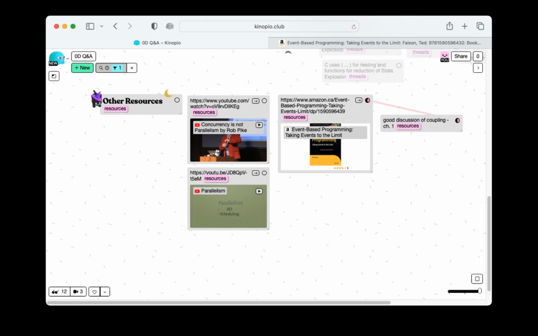Other things that you might want to look at when considering concurrency is the talk by Rob Pike, Concurrency is Not Parallelism. There's a book called Event-Based Programming, Taking Events to the Limit. It uses C#, but chapter 1 in that book contains a good long discussion of coupling and the evils of coupling. And then there's a YouTube video that I tried to make about parallelism and 0D and scheduling and that sort of stuff.